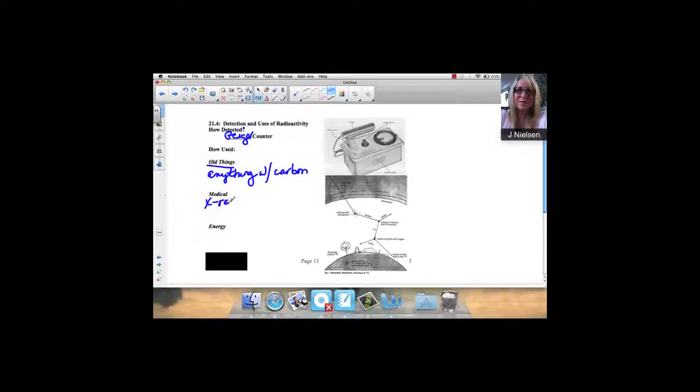In medicine, we use it in X-rays. We also use it in biomedical tracers. We talked about titanium. Another example is iodine-131, which is used to detect thyroid problems. And it's used in energy to harness nuclear energy. We do that through nuclear reactors that produce an extreme amount of heat, which is converted to steam, which can then be used to run turbines.